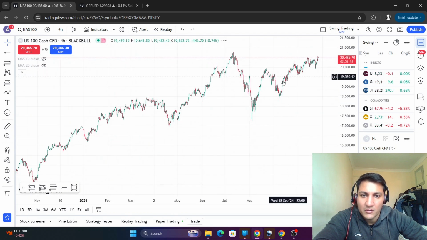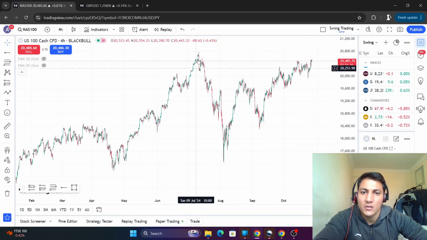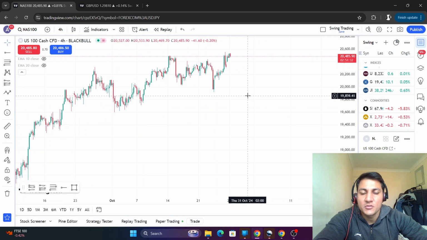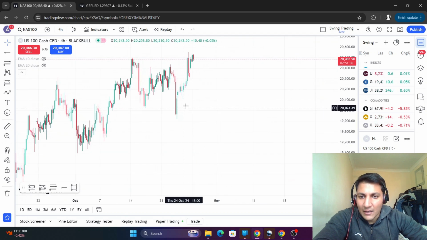The overall trend's bullish. We want to trade with the trend. We don't want to go counter trend. We don't want the shorts. We just want to go long, and we're looking for any opportunity to get long, right? And I'm looking at this price action.